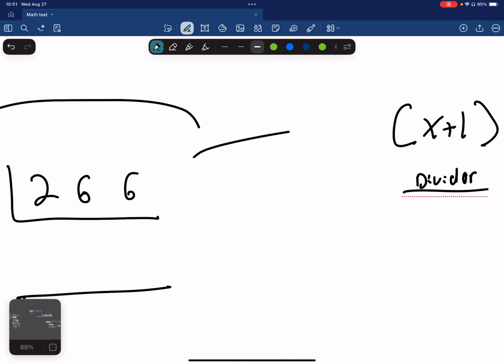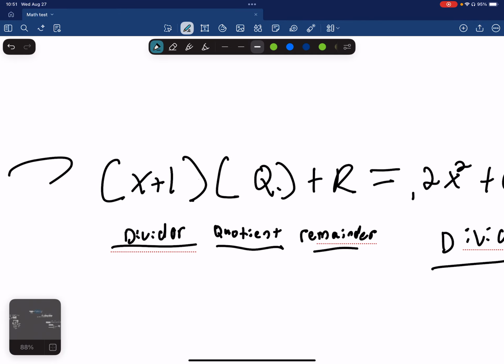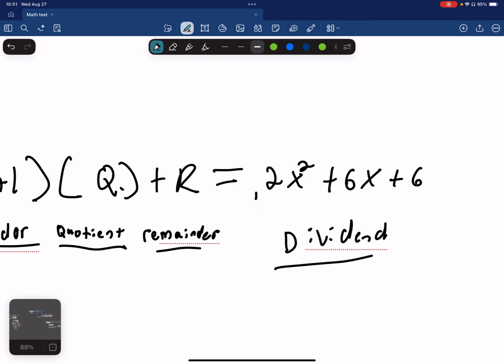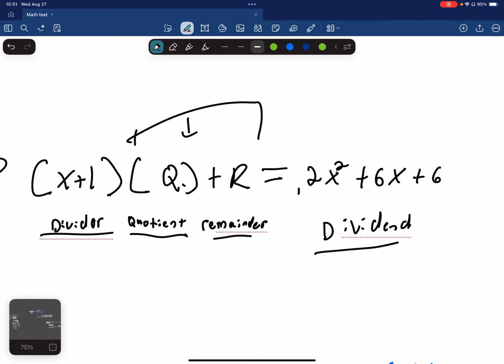So this means that we have x plus 1 as a divider. We're trying to find the quotient and the remainder. And we know the dividend, which is 2x2 plus 6x plus 6. Synthetic division is simply trying to find these two parts. Now, how do we find these two parts?